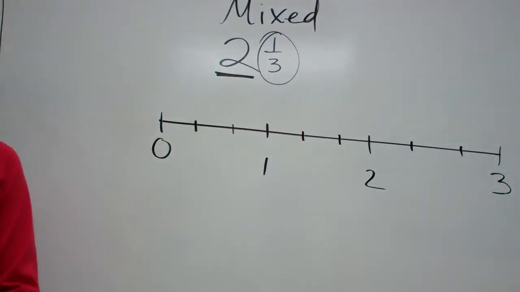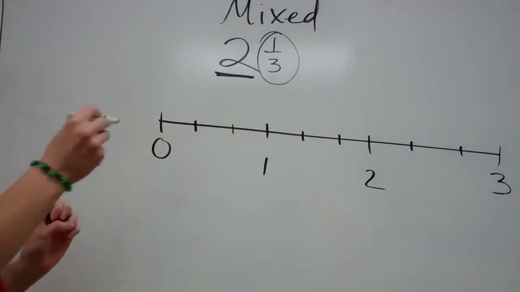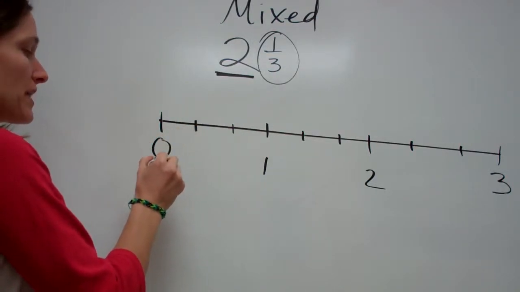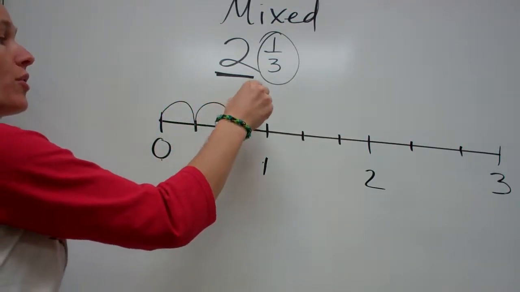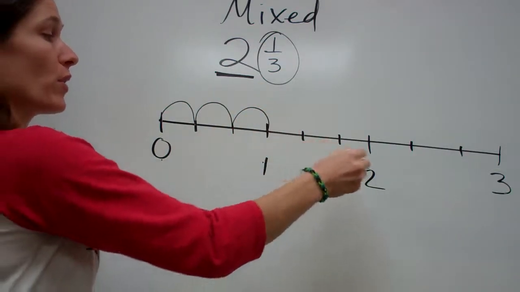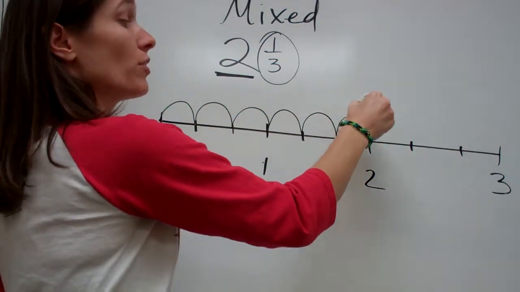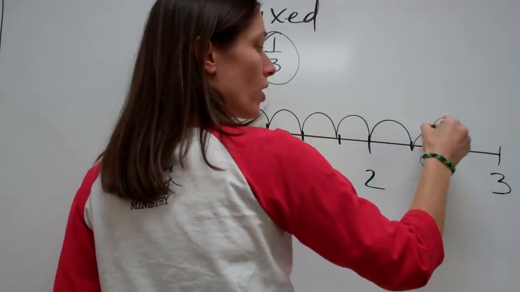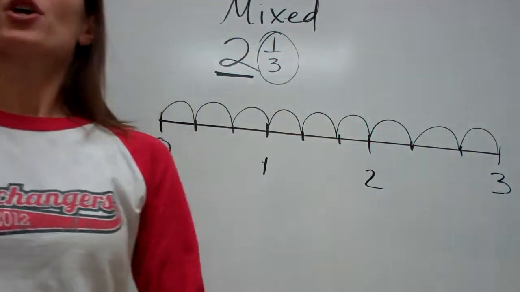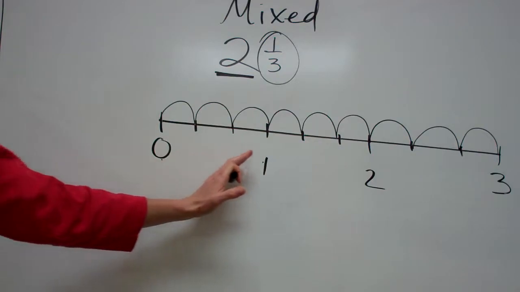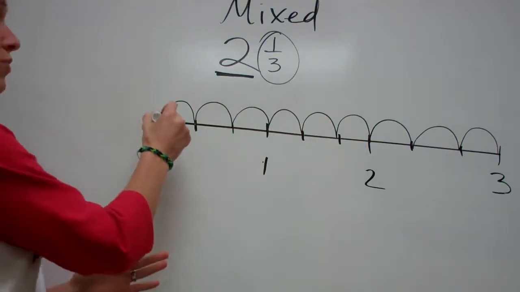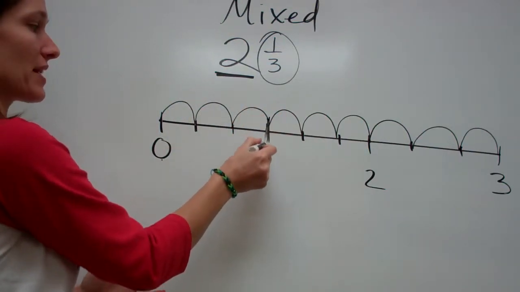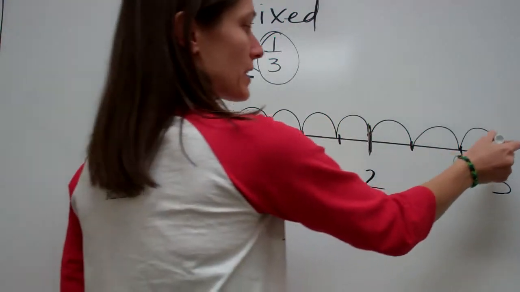Okay, now, what I want you to see is that in between from 0 to 1 are how many units? 1, 2, 3. In between 1 and 2, 1, 2, 3. And in between 2 and 3, 1, 2, 3. Okay? So as you can see, this line graph is broken up into how many pieces each time? 3. 3 jumps. 1, 2, 3. Okay, I'm going to make these a little bit longer just so we can see those better.